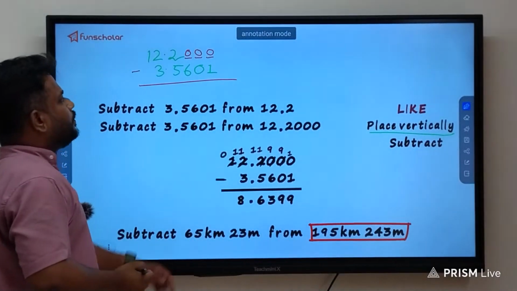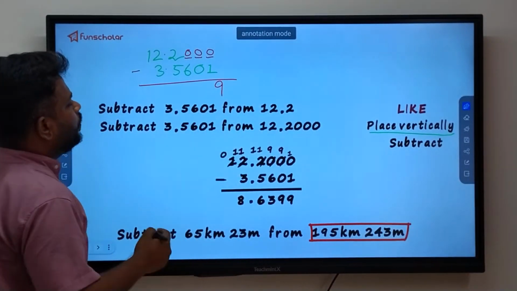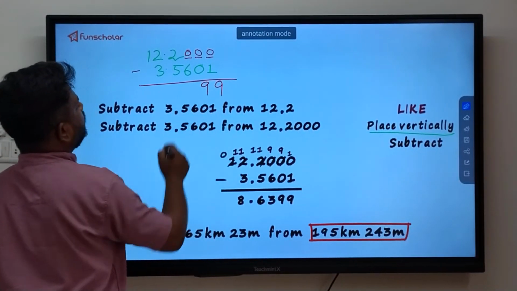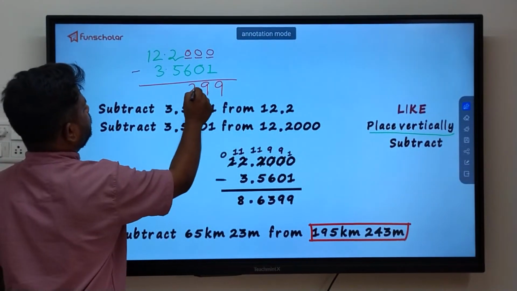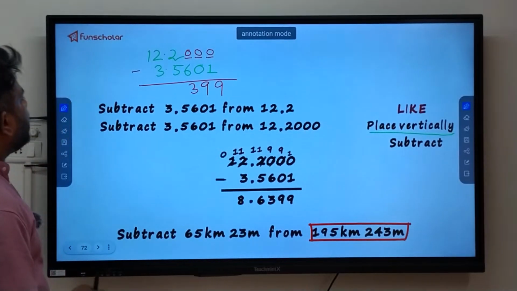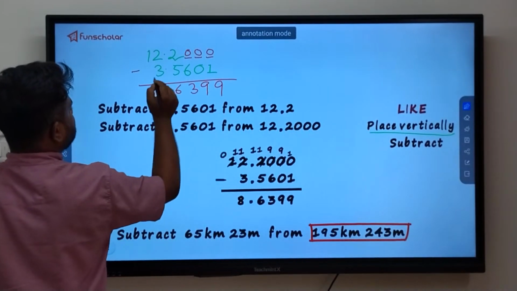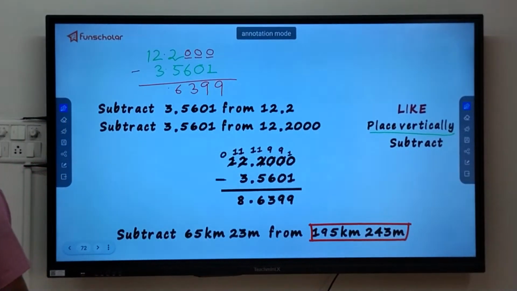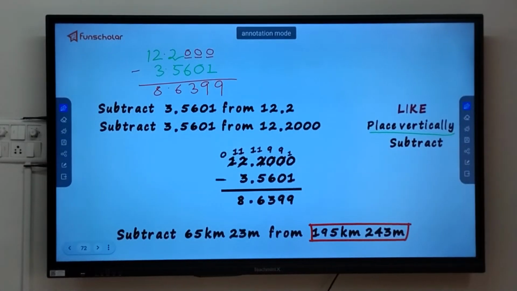Okay, now 1 and 0 it will be 9, 1 in hand. 1 and 0 it will be 9, again 1 in hand. 6 plus 1 will be 7, 7 and 0 it will be 3, again 1 in hand. 5 and 6, 6 and this will be 12, 6, again 1 in hand. 3 and 4, 8 will be here. So the answer will be 8.6399.